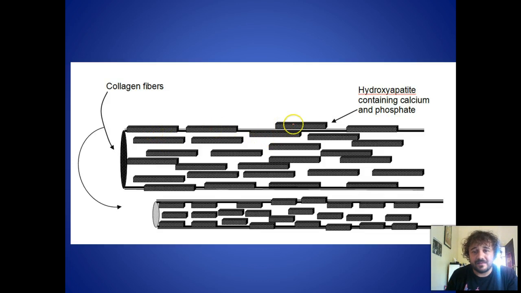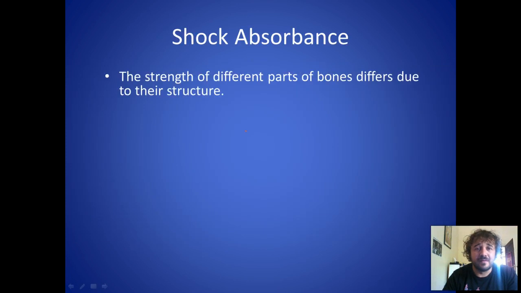And these boxes represent a complex. So a protein that's got something joined into it. In this case, it's a calcium or phosphate or magnesium. And that's what gives us the strength of the matrix of the bone. Okay.